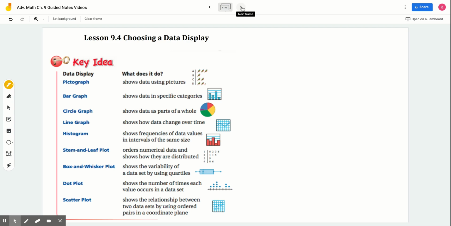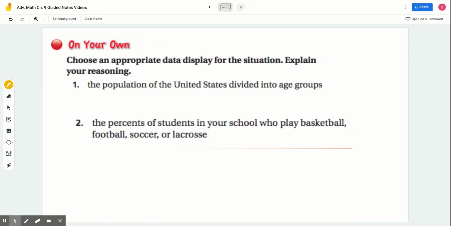All right, let's take a look at how we're going to use this information. So it says choose an appropriate data display for the situation and explain your reasoning. So oftentimes there can be more than one correct answer if you give a good explanation or a good reason. So number 1, the population of the United States divided into age groups. So here we're looking at a large amount of data because we're looking at the population of the United States. We also know that the ages are divided into groups.